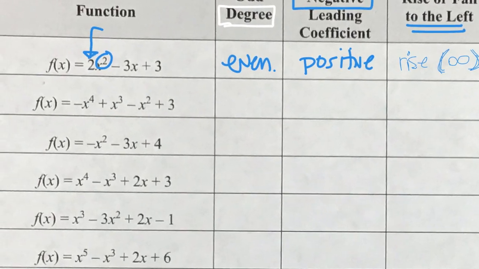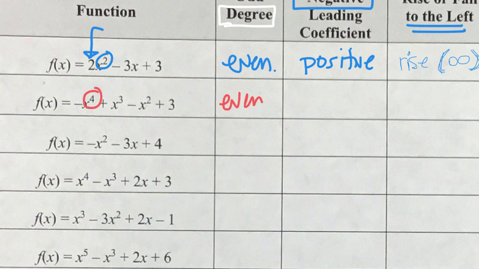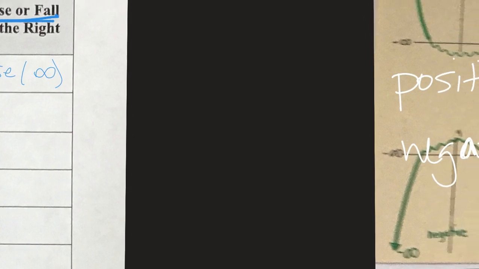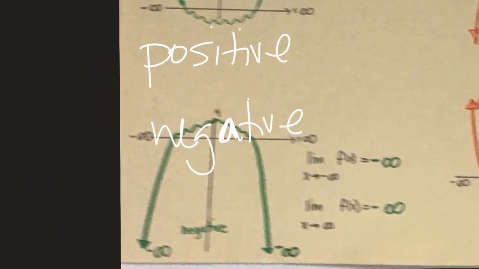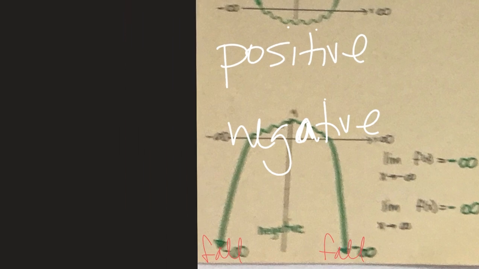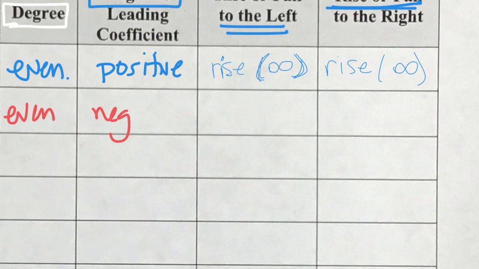Okay, number two, is this even or odd? Even, right, so it has an x to the fourth. This is an even polynomial. The leading coefficient is negative, so you can put a minus in there. So now we're looking at a negative even polynomial. So our ends are going to fall on both sides. They're both going down to negative infinity, just because it's a negative even polynomial. And all negative even polynomials behave like this.